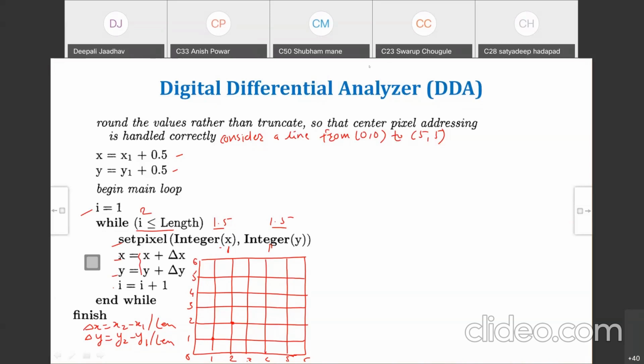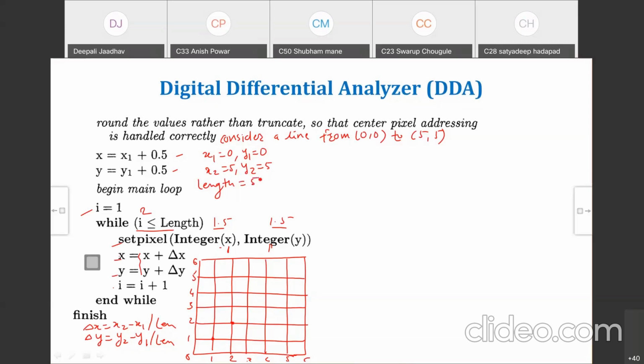So initially, what is x1? It is 0. What is y1? It is 0. What is x2? 5, and y2? 5. So x1, y1, x2, y2 are given. From that we identify the length. So how do we identify the length? Absolute of x2 minus x1 or absolute of y2 minus y1, whichever is greater or the highest. In this case, y2 minus y1 is 5, x2 minus x1 is 5, both are same. So the length is equal to 5.